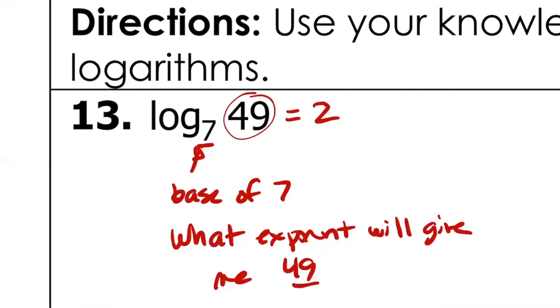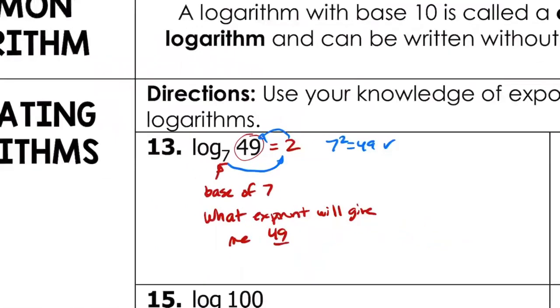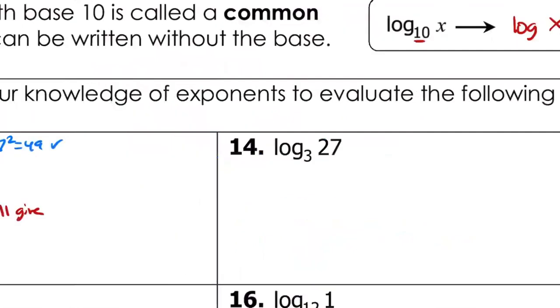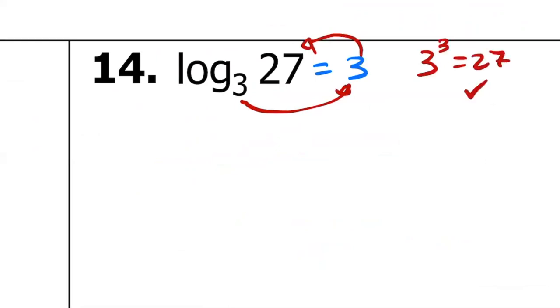Now let's check that. 7 to the second power equals 49. Okay. That's all you're doing. So when you're evaluating logs, you're finding the exponent. Number 14. So 3 to what power gives me 27? To the third power. Perfect. 3 to the third equals 27. You can check it by changing it to an exponential and seeing if it's true, and it is.